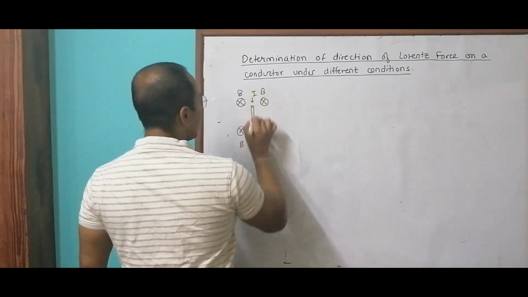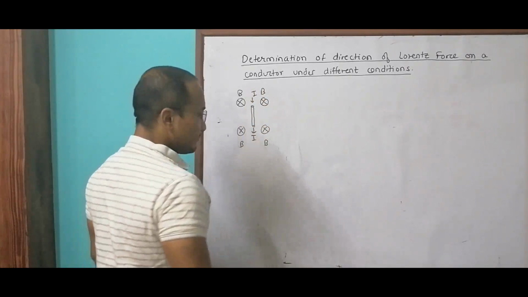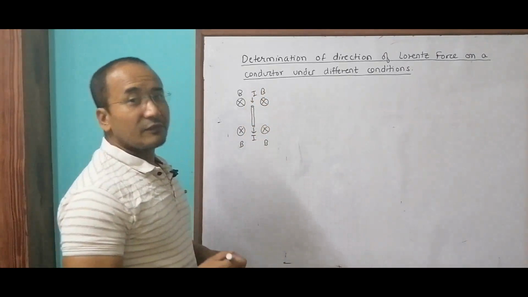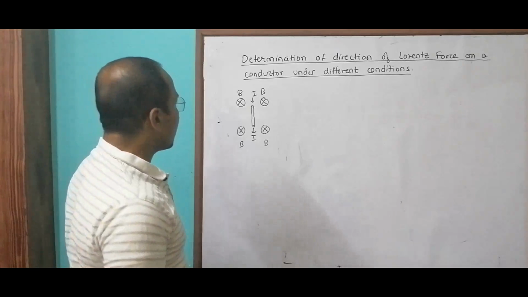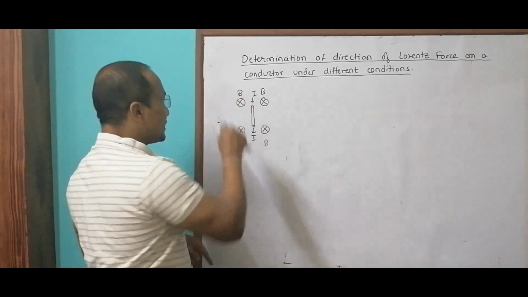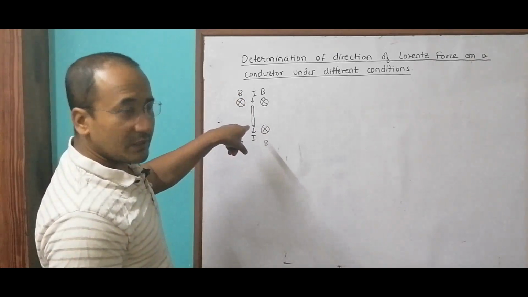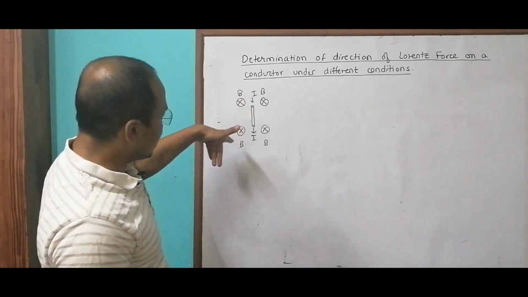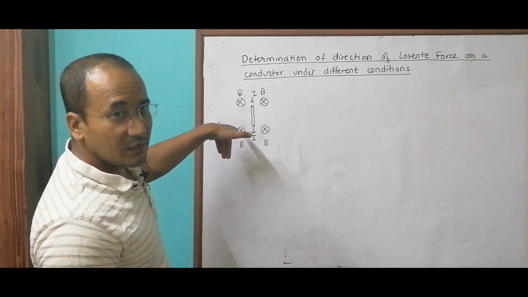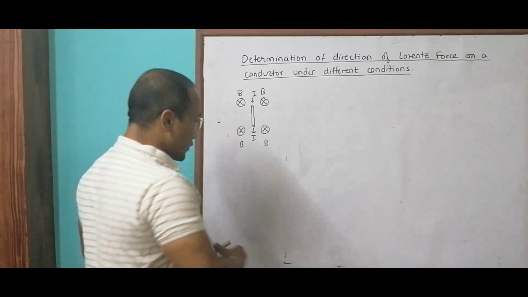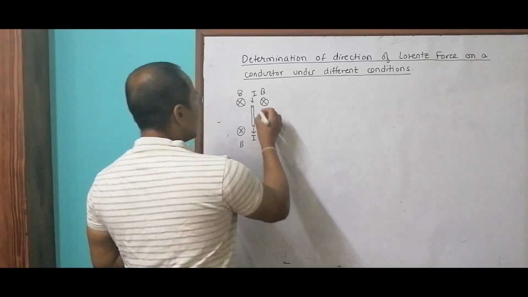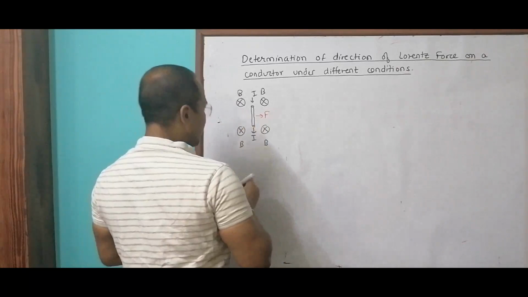So current. So find the direction of force. So it should be like this. Magnetic field being applied here, this is the magnetic field, index finger, current going downward, and force in the right direction. So the force should be in this direction. This is the direction of force.